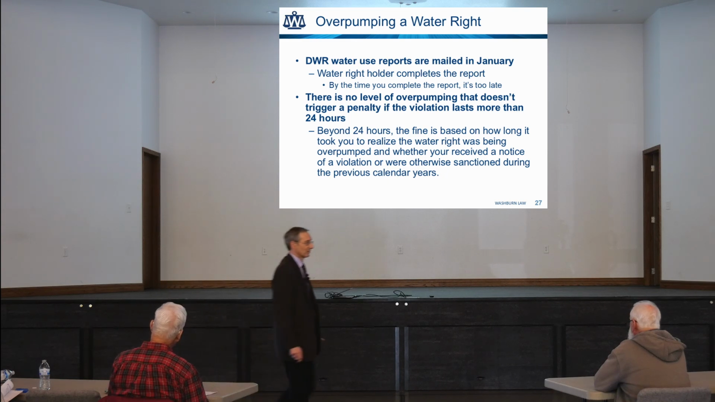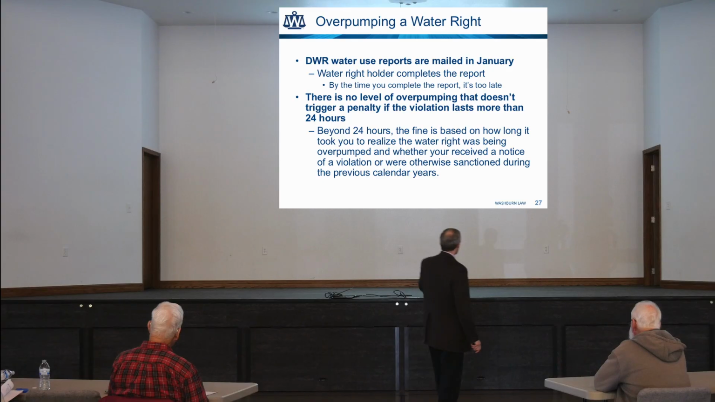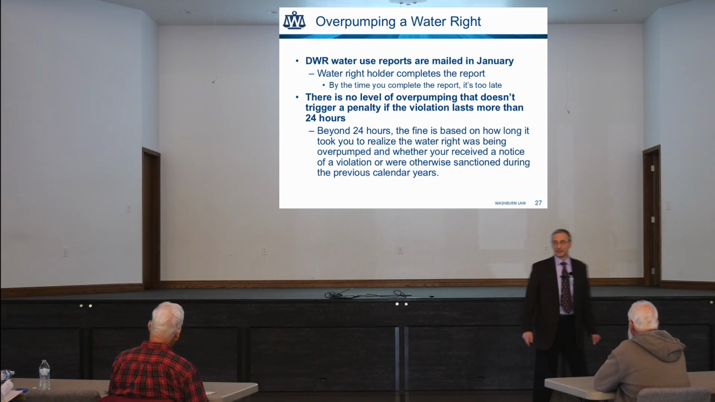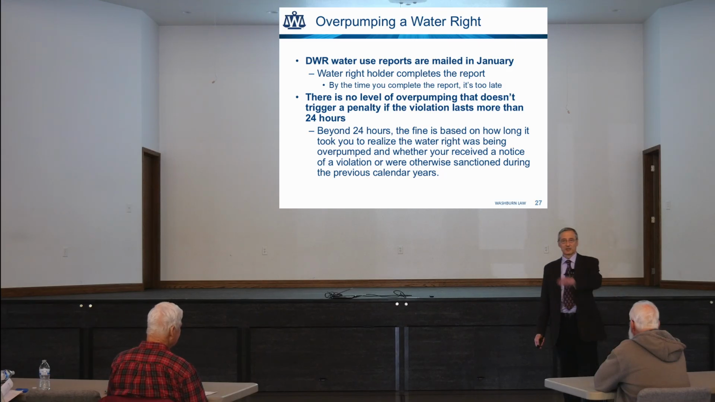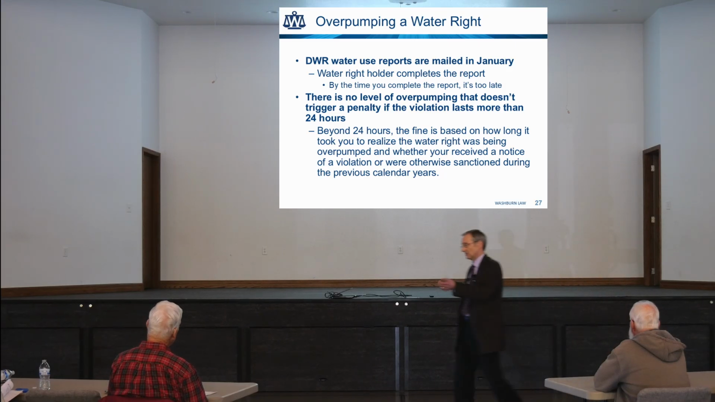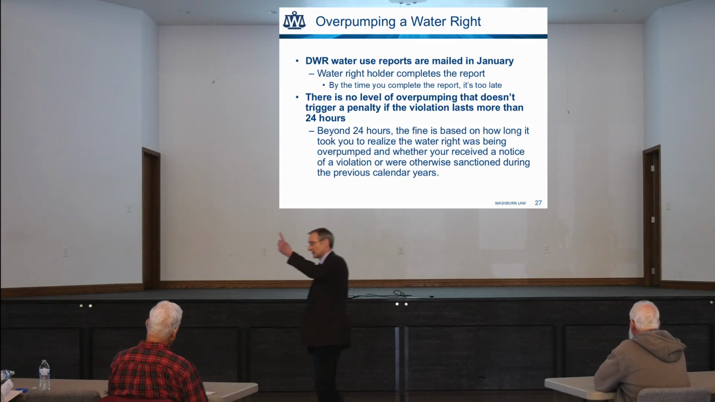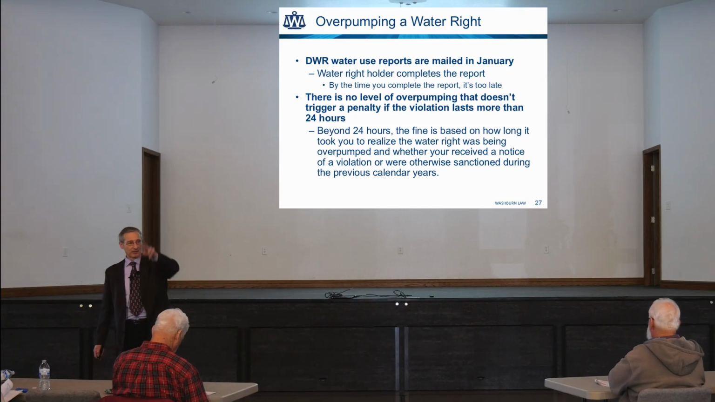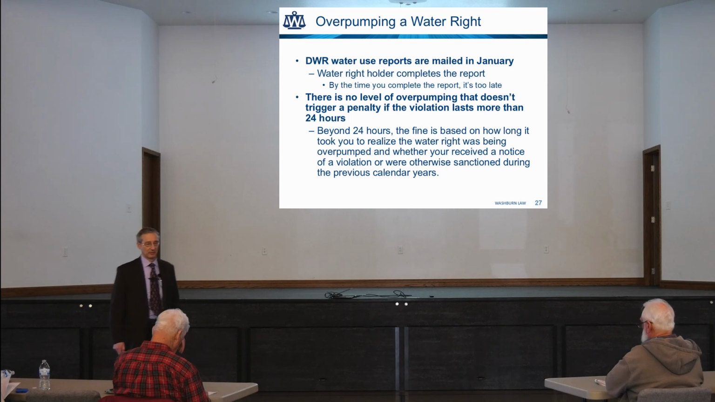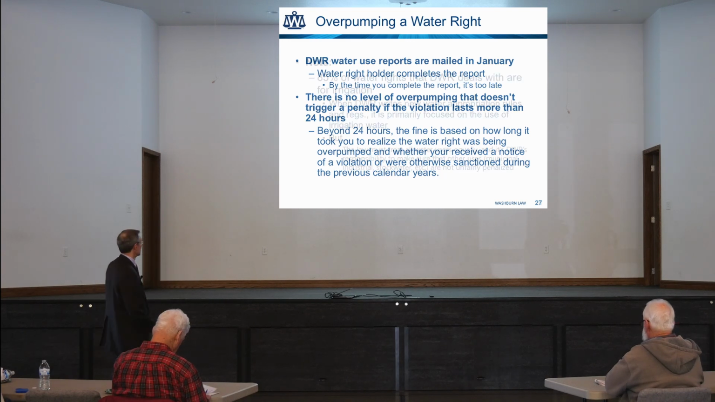That's caused some problems. Now, beyond 24 hours, the fine is based on how long it took you to realize the water right was being overpumped and whether you received a notice of violation or were otherwise sanctioned during the previous calendar years. Okay. How many times have you been sanctioned in the past 5 years is going to be the big question. Just once, twice, 3 or more times, because they're going to categorize the level of penalty that can be imposed by how many violations there have been.